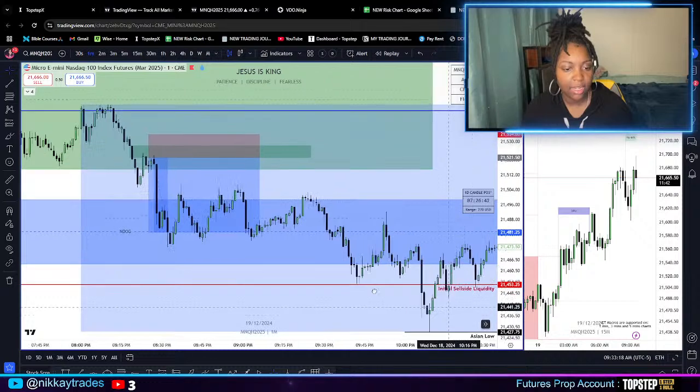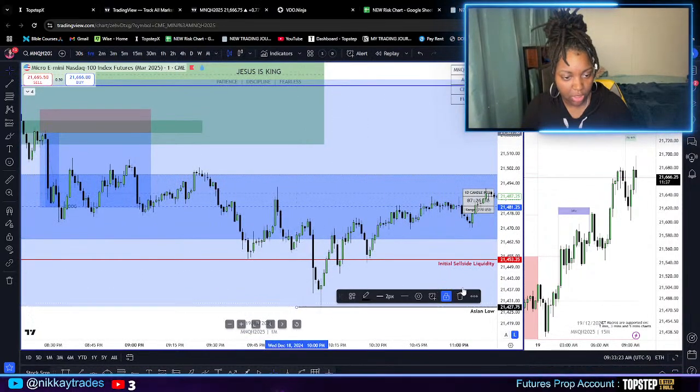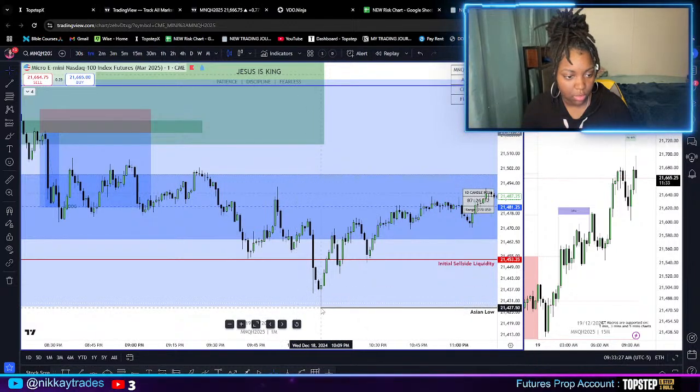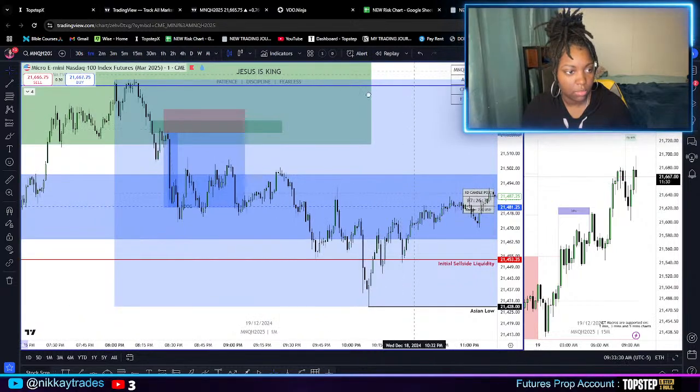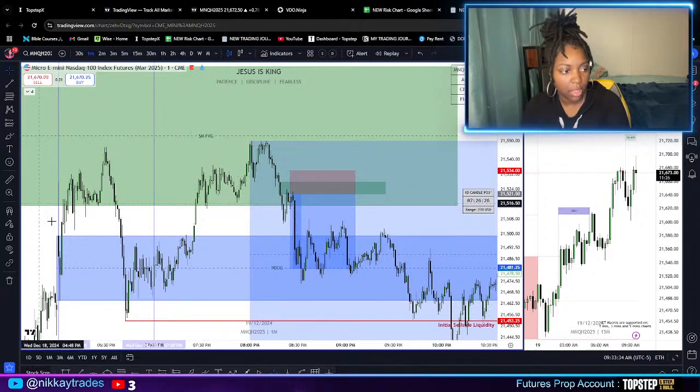And it did end up taking out the sell side liquidity, which this is now the Asian low. So yeah, that was my Asian session setup there.